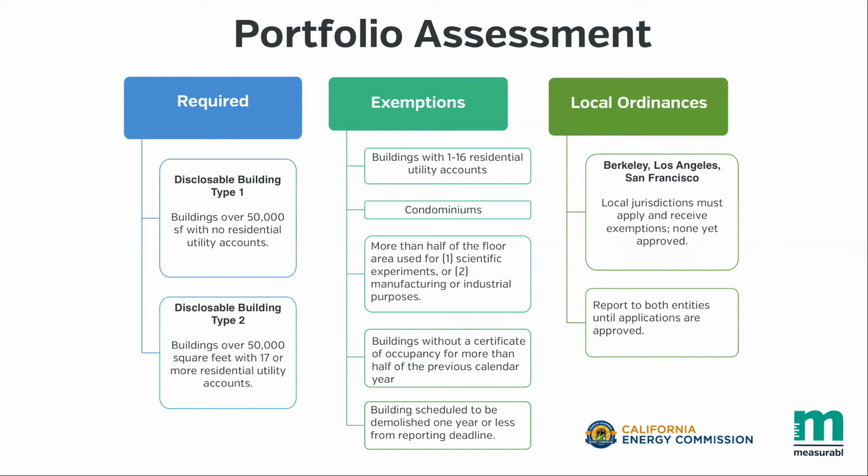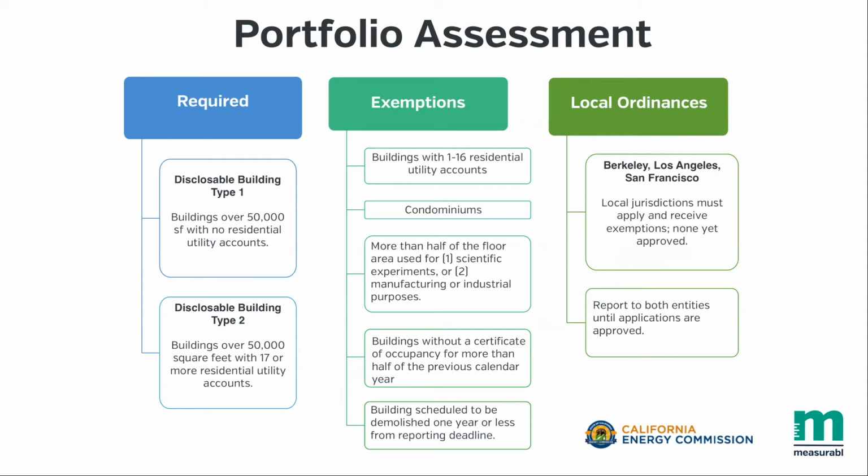So this is how you decide whether your building needs to be reported or not. The required column there, we talked about that already. Those are the 2 types of disclosable buildings. There are a few exemptions. Again, buildings with 1 to 16 residential utility accounts are not included. Condominiums are not included either in the data access provision or in the benchmarking program.